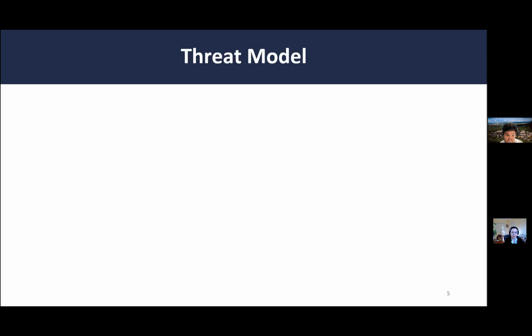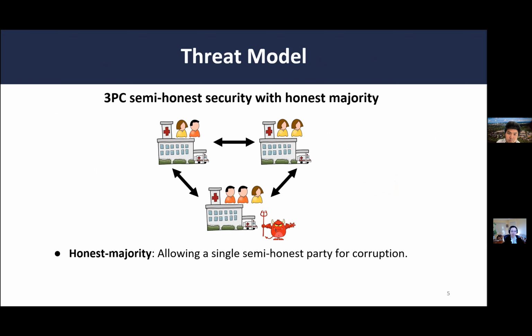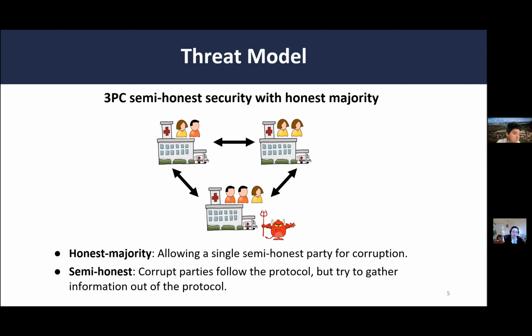In the threat model, we consider three-party semi-honest security with honest majority. Honest majority means that among the three parties, we allow a single semi-honest party to be corrupted. And by semi-honest, we mean that the corrupted party will still follow the protocol, but try to gather information out of the protocol.